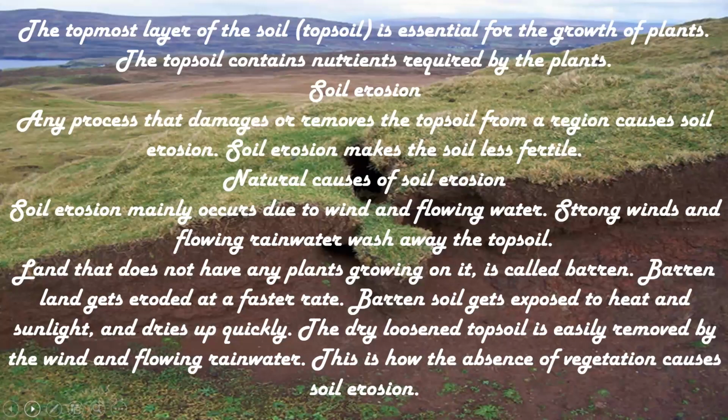Natural causes of soil erosion. Soil erosion mainly occurs due to wind and flowing water. Strong winds and flowing rainwater wash away the topsoil. Land that does not have any plants growing on it is called barren. Barren land gets eroded at a faster rate. Barren soil gets exposed to heat and sunlight and dries up quickly. The dry, loosened topsoil is easily removed by the wind and flowing rainwater. This is how the absence of vegetation causes soil erosion.